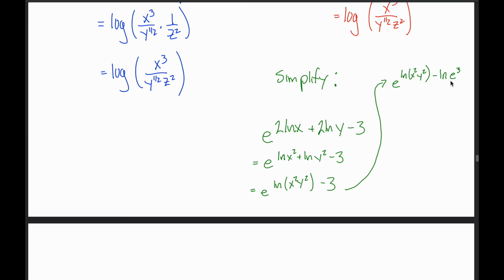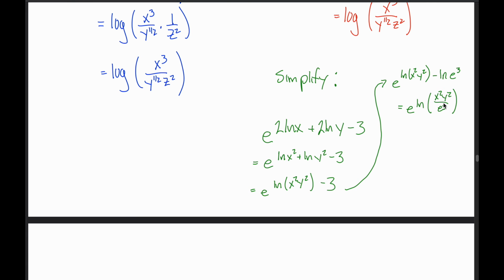So what I wrote right here is the same as the number 3, so it's the same as what I have written here. The advantage, however, to writing it this way is now I have e raised up to the natural log of something. I can use my second log rule on this minus sign to put this log and this log together, and I end up with x squared y squared over e cubed. I've managed to accomplish my goal of writing the exponent as a single log.